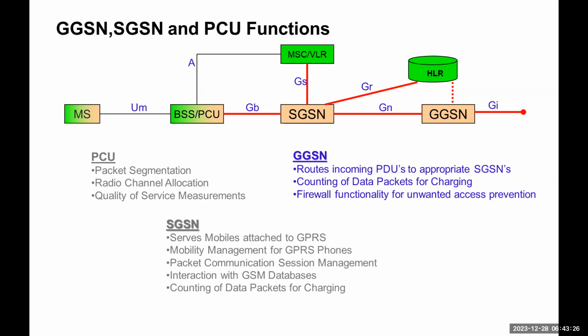Now the PCU, the packet control unit, takes care of radio resource functionality like allocation of air interface channel blocks. It will also do packet segmentation due to limitation of bandwidth on the air interface. The PCU also looks at some quality of service measurement to alter the communication parameters on a real-time basis, but not much quality of service here in the GPRS network.